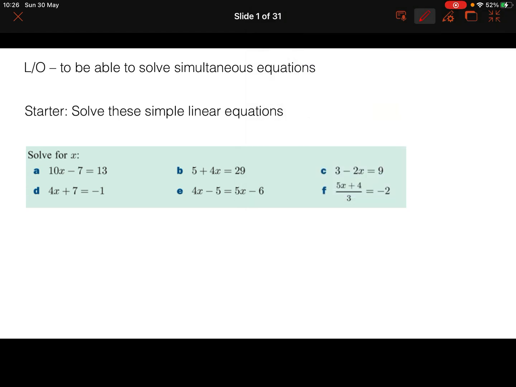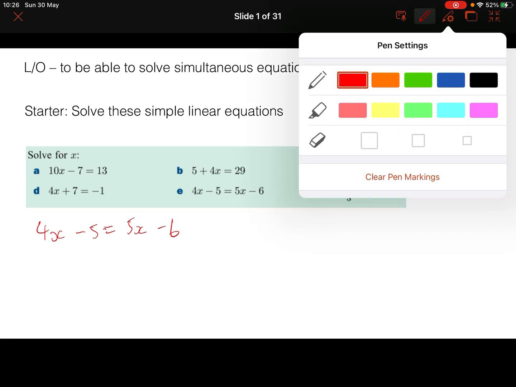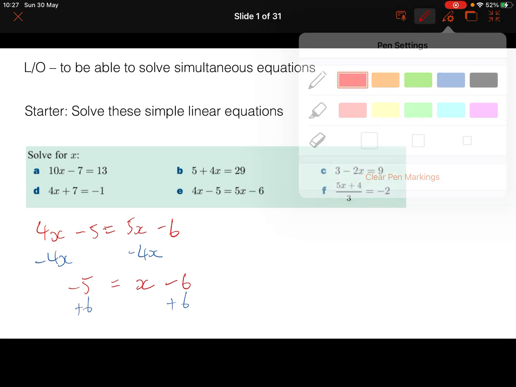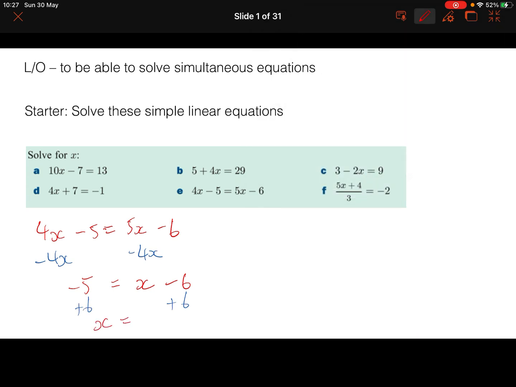Okay, this time 4x minus 5 equals 5x minus 6. Now remember with this one, it's perfectly okay to move x's. So I'm going to subtract 4x from both sides. That way I'm going to get negative 5 equals x minus 6. Now I'm going to add 6 to both sides. So x will be equal to minus 5 plus 6, which is equal to positive 1. So again, do a little check.